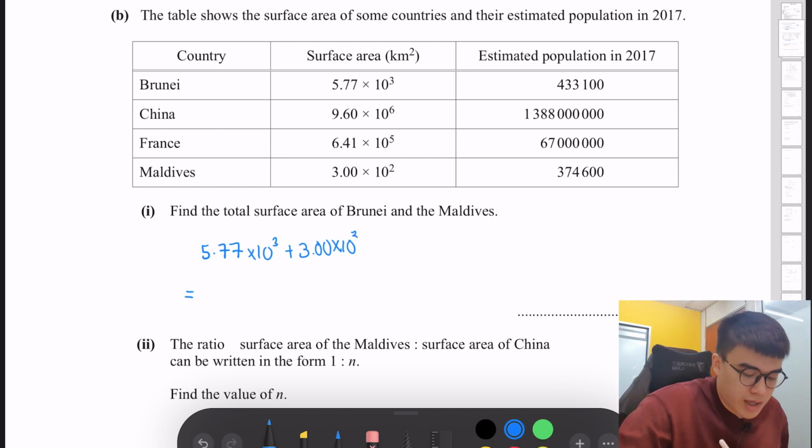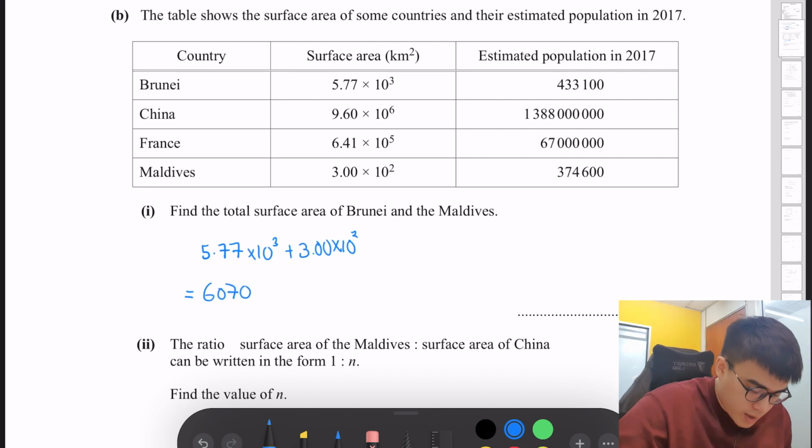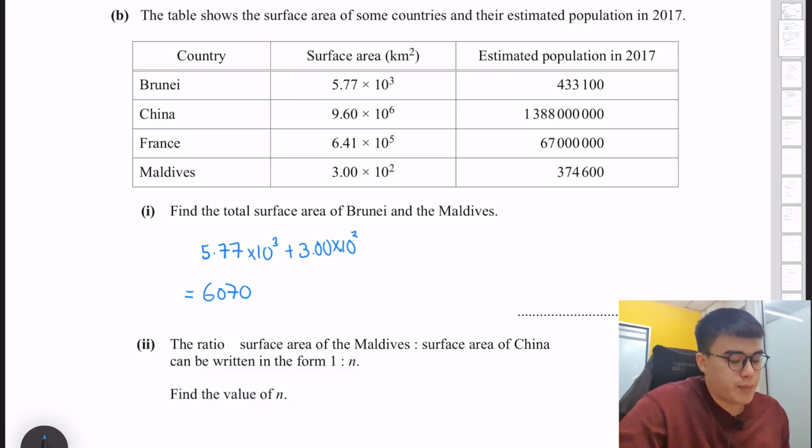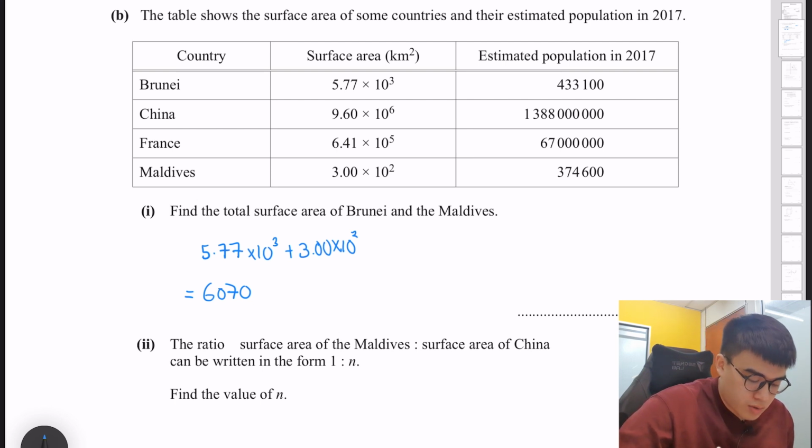You get your answer as 6,070. Next, they want you to compare the surface area of Maldives to the surface area of China in the form of 1 to n. So Maldives will be the main indicator here. All you need to do is take 1, and the n on the other hand will be China's surface area divided by Maldives' surface area.